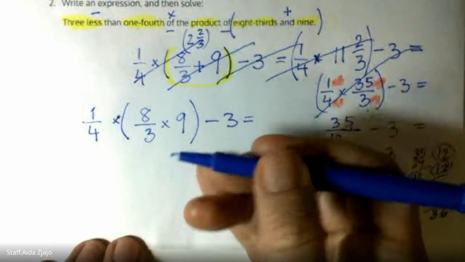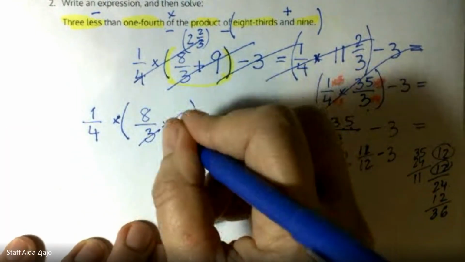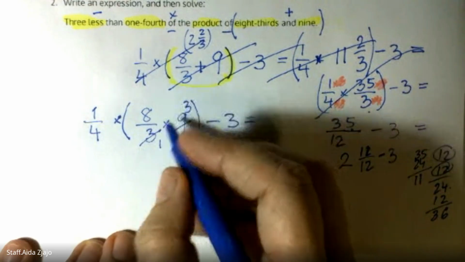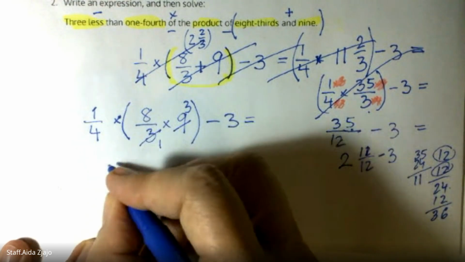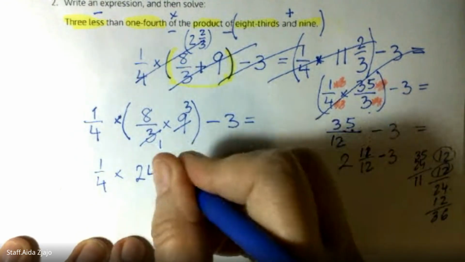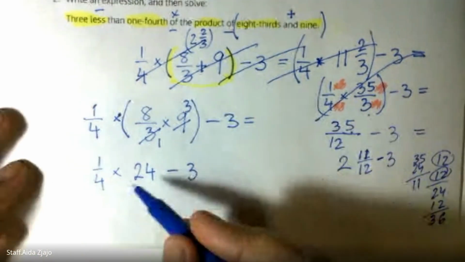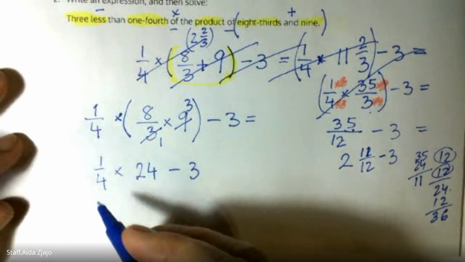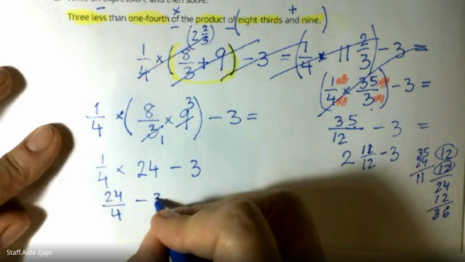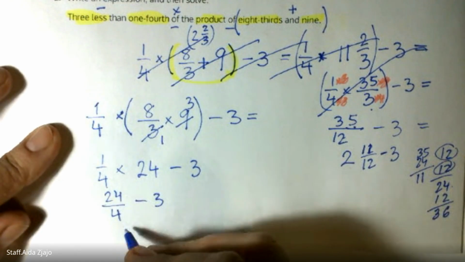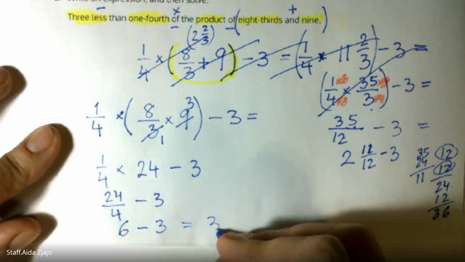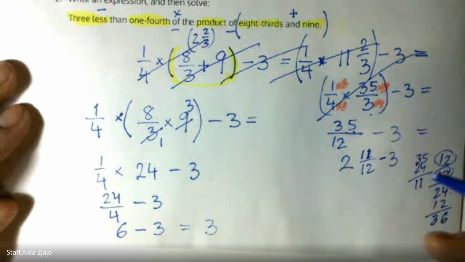So I'm going to do this first. I'm going to simplify here 1 and 3. So that becomes 3 times 8 is 24. So it will be 1/4 times 24, and then minus 3. So 24 times 1/4 is 24 divided by 4, minus 3. And then 24 divided by 4 is 6. 6 minus 3 equals 3. And that is the solution for this problem.